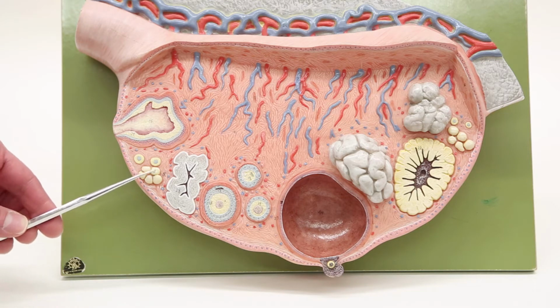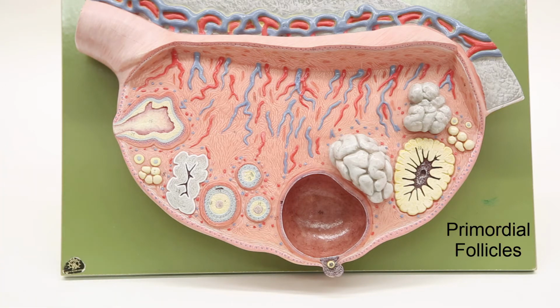So we'll start off with these right here. These are going to be the primordial follicles. They're the ones that have been stored potentially for decades at this point. Those primordial follicles were actually made before this female was even born. So all of the primordial follicles, all of the eggs a woman has, were actually made before she was even born.